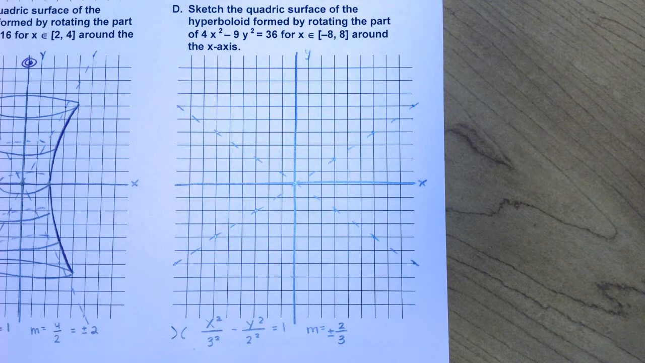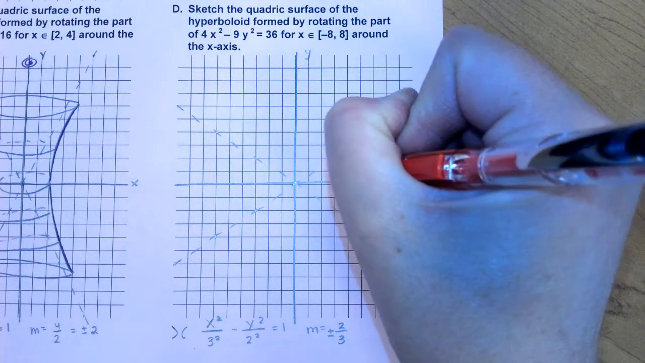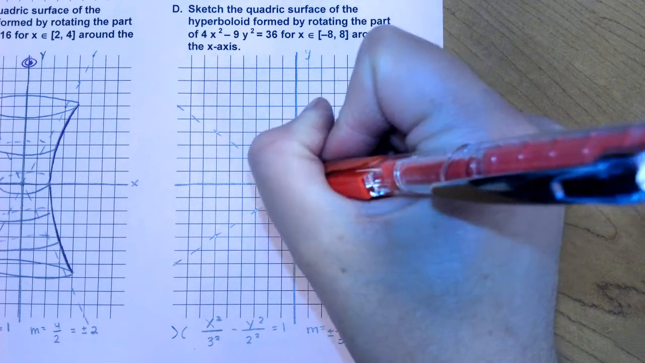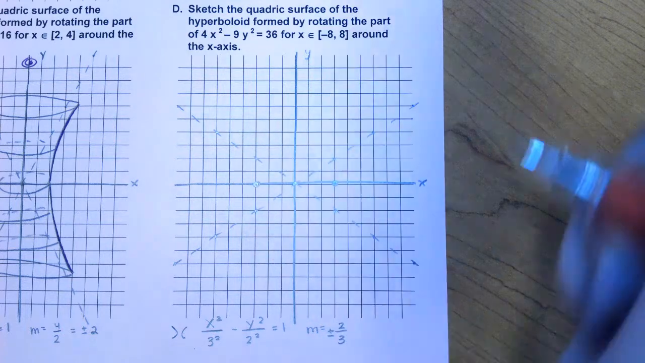Alright, so I've got my axes and my asymptotes set up here. The last thing we're going to do is draw in the vertices. Again, this hyperbola opens up left and right, which means we're going to be moving 3 units to the left and 3 units to the right of the center. So my 2 vertices are going to look like that.